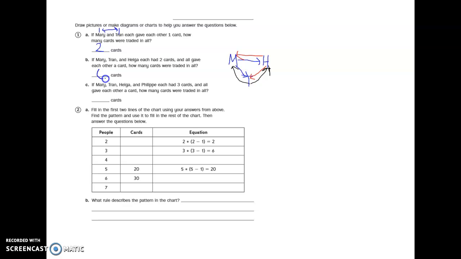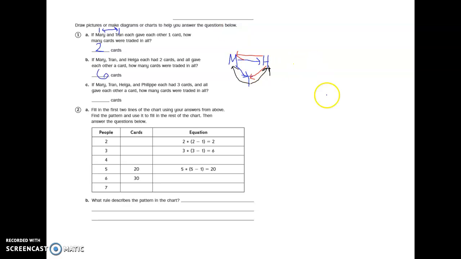The picture really helps us to see exactly how many cards were traded, because you can go through and count each arrow to know that there were 6 cards that were traded, and you can also see how many cards were going from one person to another. So the same thing would happen for letter C. If Mary, Tran, Helga, and Felipe each had 3 cards and all gave each other a card, how many cards were traded in all?